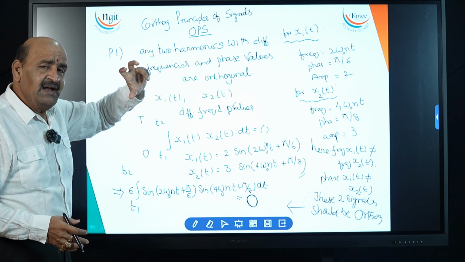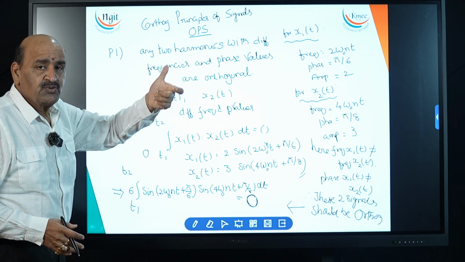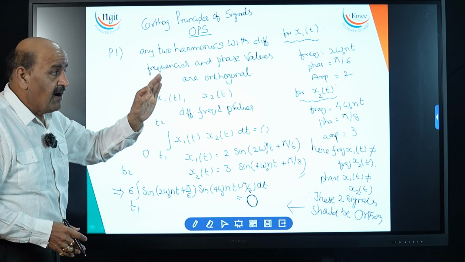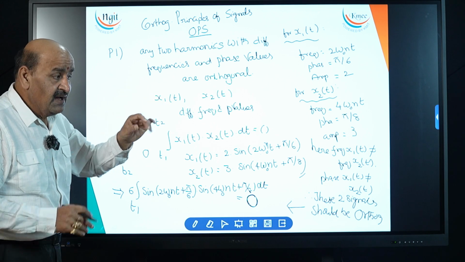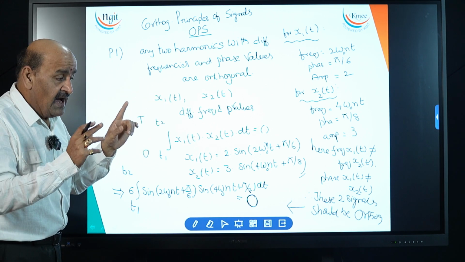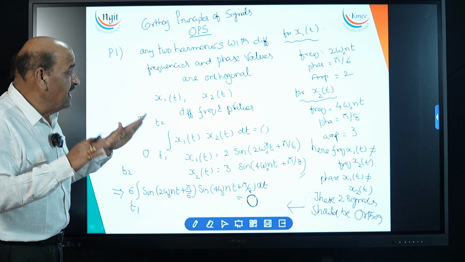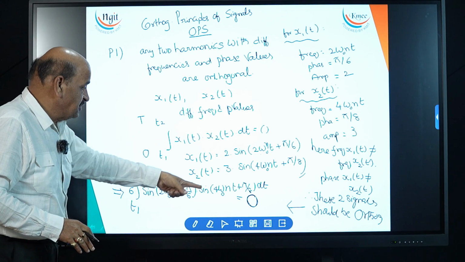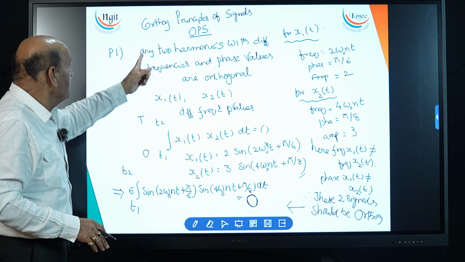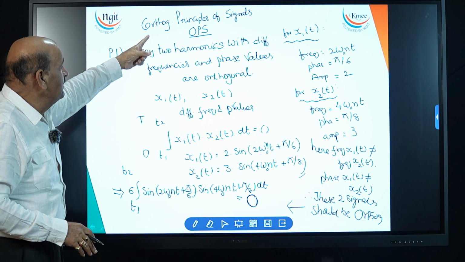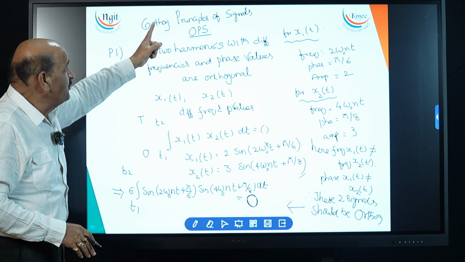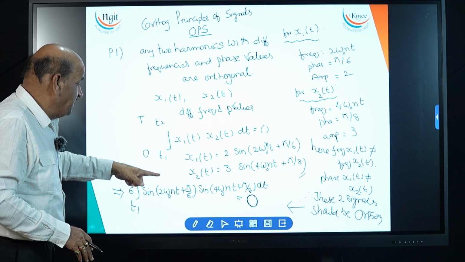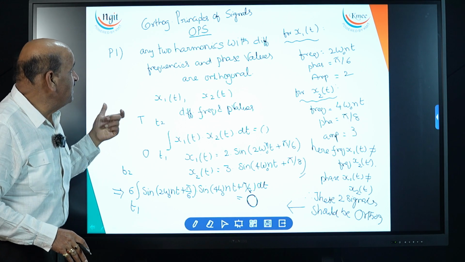So you take any two signals. First, you have to observe whether these two have different frequencies and different phase values. Then multiplying these two over the given time period, it should be 0. That is the first principle of orthogonality. That's why orthogonal principles apply on signals. This is very much important. Again, I am repeating this concept.